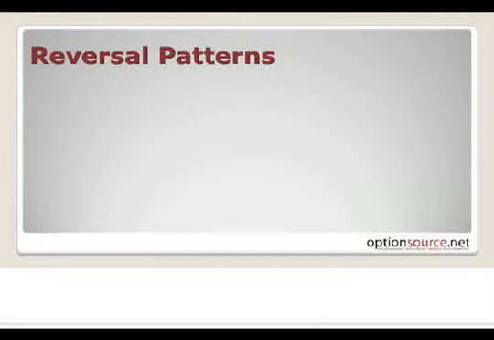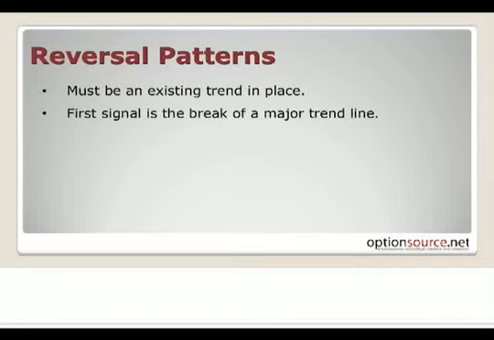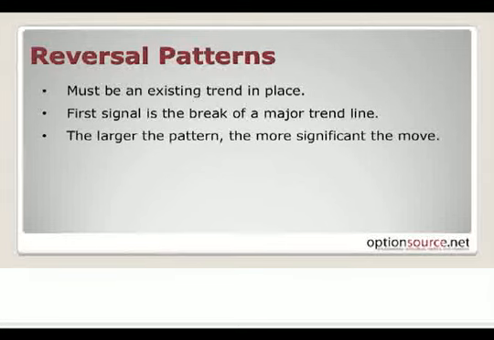Now we're going to move into talking about just a couple of real simple patterns, and there are two types of pattern formations that we look at. The first of which would be our reversal patterns. Now, of course, with a reversal pattern, there must be an existing trend in place. The first signal is a break of a major trend line. So all of these concepts that we've been talking about with respect to identifying trends and key support and resistance levels, we're actually applying to trading off of these patterns.